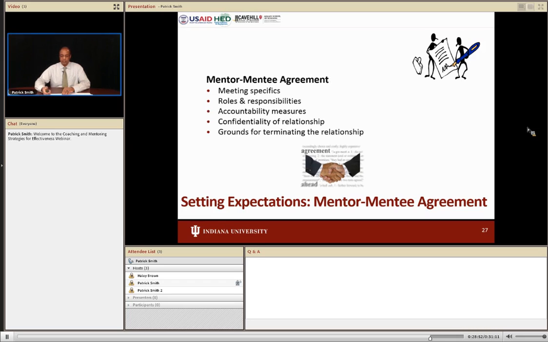So here are some points I think you should be aware of in terms of what a mentor-mentee agreement should contain. The meeting specifics. How often you're going to meet, when you're going to meet. Who's responsible for the agenda, which is the mentee's responsibility. Roles and responsibility. Accountability measures. Again, you're talking about those SMART goals. Confidentiality of the relationship, and also grounds for terminating the relationship.